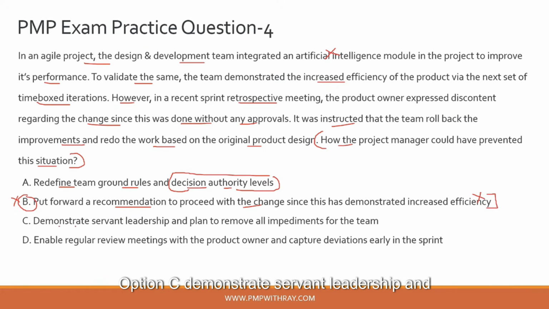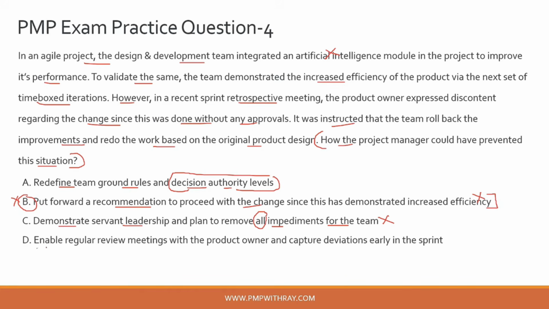Option C, demonstrate servant leadership and plan to remove all impediments from the team. Now this is a very generic option, guys. I hope none of you have selected it. And also look at this superlative, all. Removing all impediments of the project just out of the single scenario looks quite a long shot to me, right? So that is why option C is also incorrect.